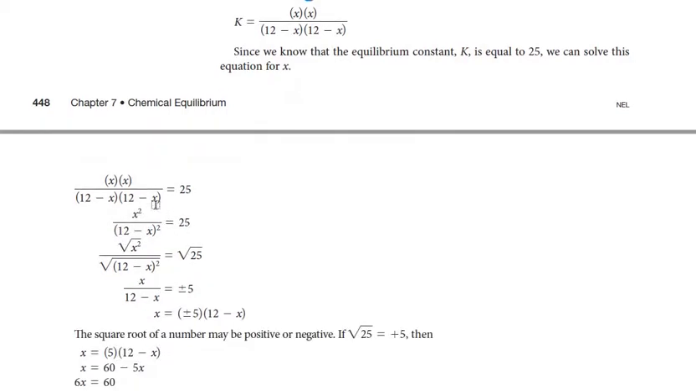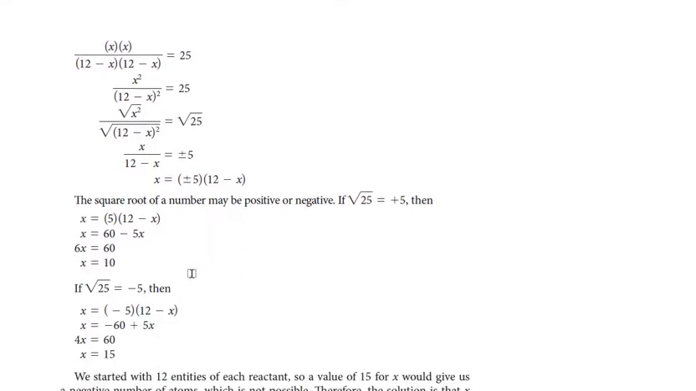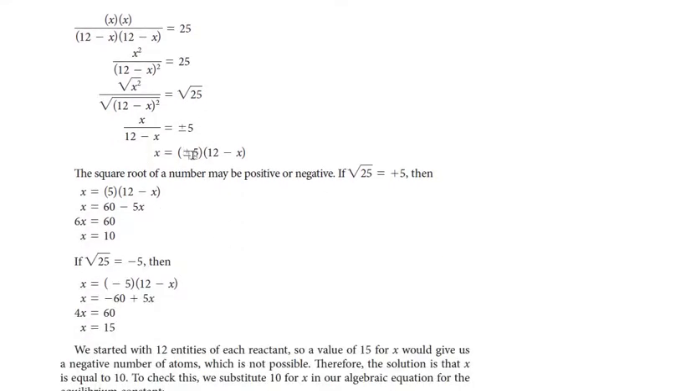Then we can find a square root of both sides. So then we have x over 12 minus x equals plus or minus 5. So for the two scenarios, if we consider positive, x is going to be 10. If we consider negative, x is going to be 15.